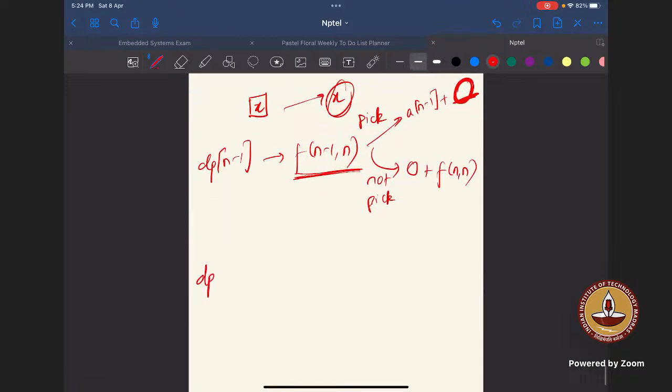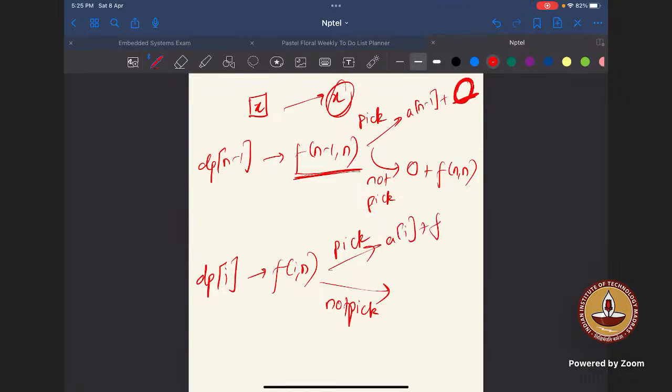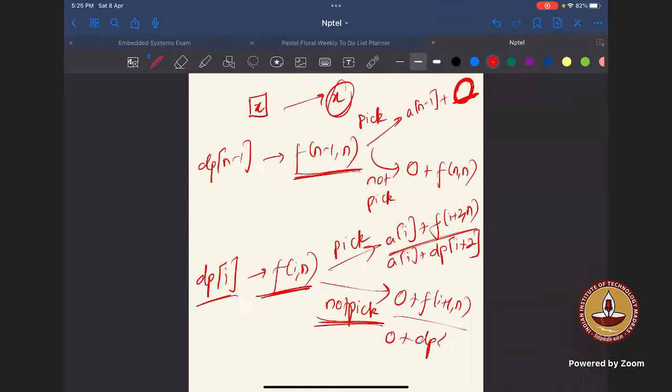Now let's consider dp of i. Dp of i will represent f of i comma n, which will again depend upon two factors, pick and not pick. If it picks, then a of i plus f of i plus 2 comma n, which is nothing but a of i plus dp of i plus 2, because dp of i is representing f of i comma n, right? And if you're not picking, then 0 plus f of i plus 1 comma n, which is nothing but 0 plus dp of i plus 1, right?